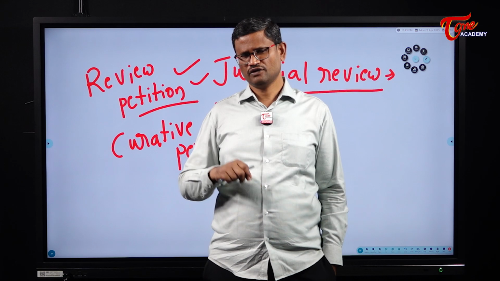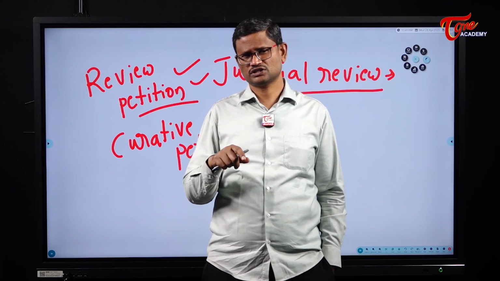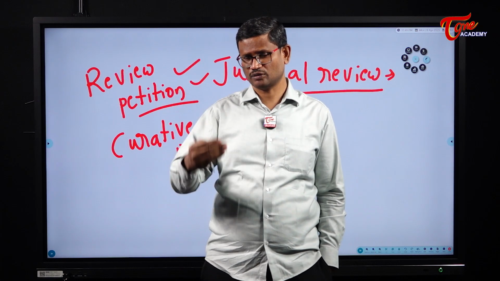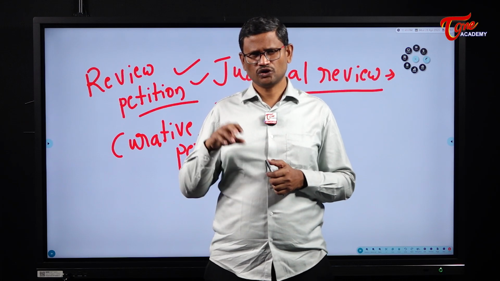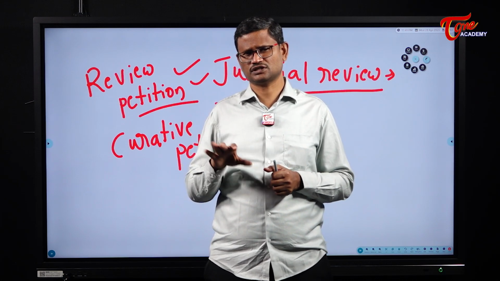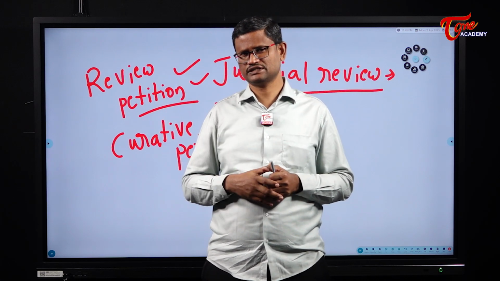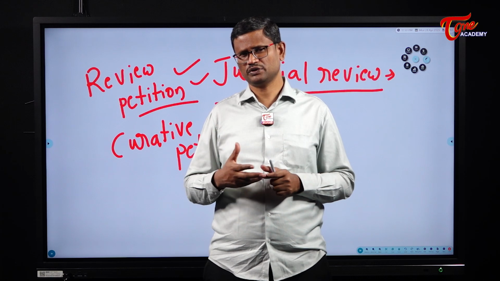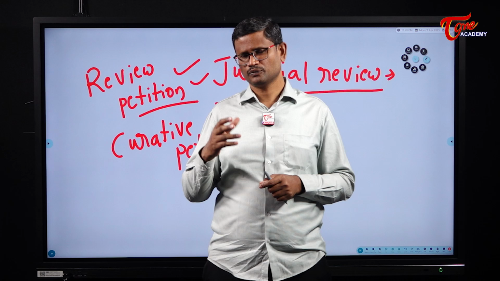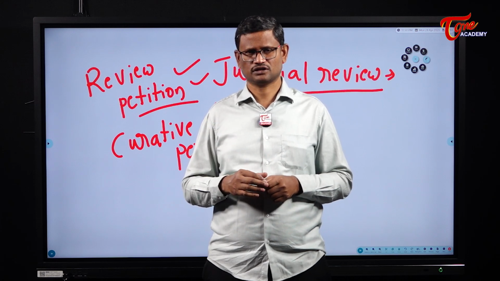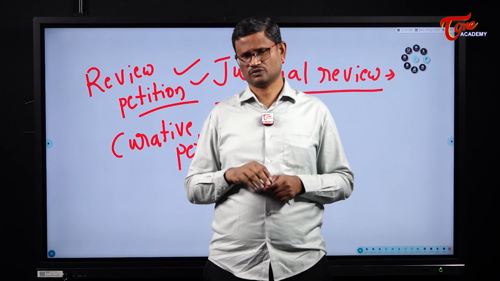If there is gross miscarriage of justice, if the principles of natural justice are violated, if the judge is inherently biased, on all these grounds, you can file a curative petition. So curative petition is the final option for the citizen. A review petition goes to the same bench which decided the case, but a curative petition goes to a different bench. So these are the remedies which are available before the citizens of the country. These are the exhaustive powers of the Indian Supreme Court.